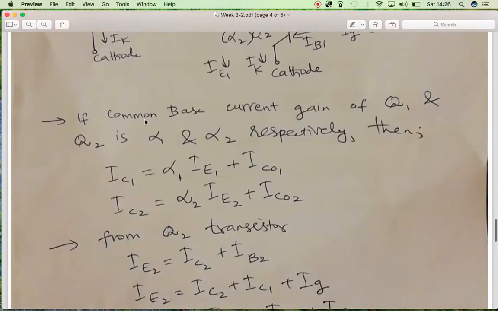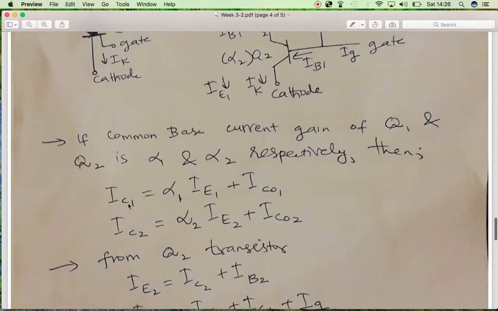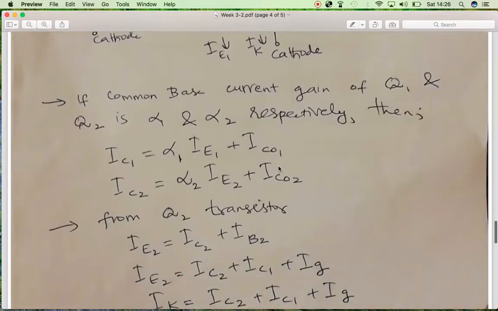So we have IC1 and IC2. We already know IC1 is equal to alpha IE1 plus ICO1, which is the reverse leakage current, and this is the reverse leakage current as well. We already know the formula of the current gain, which is IC over IE. With the help of this formula, we have written these two equations, in which we have also added the reverse leakage current, and we have written this equation for both transistors 1 and 2 of the above diagram.